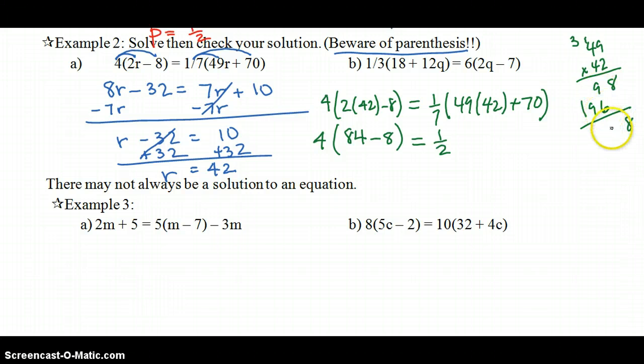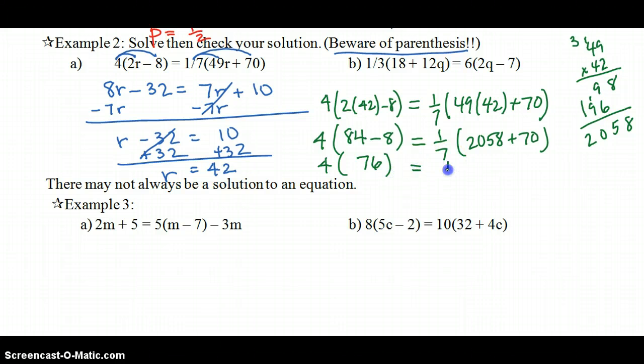So we have 8, 15, 2058 plus 70. And I made a little typo right here. That was supposed to be 1/7, not 1/2, so 1/7. So here I go. 84 minus 8 leaves me with 76. 1/7 of 2058 plus 70 is 2128. Now I'm ready to multiply times 4, which gives me 304, and 7 goes into 21, 3, and it won't go into 2, and it goes into 28 4 times.